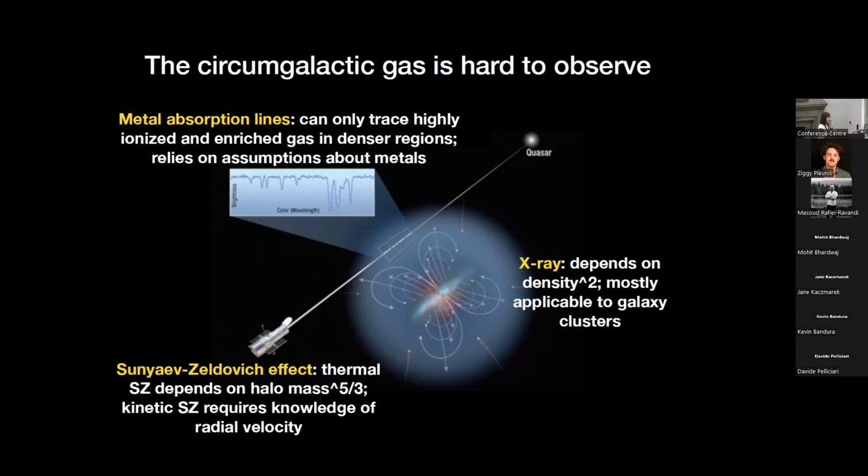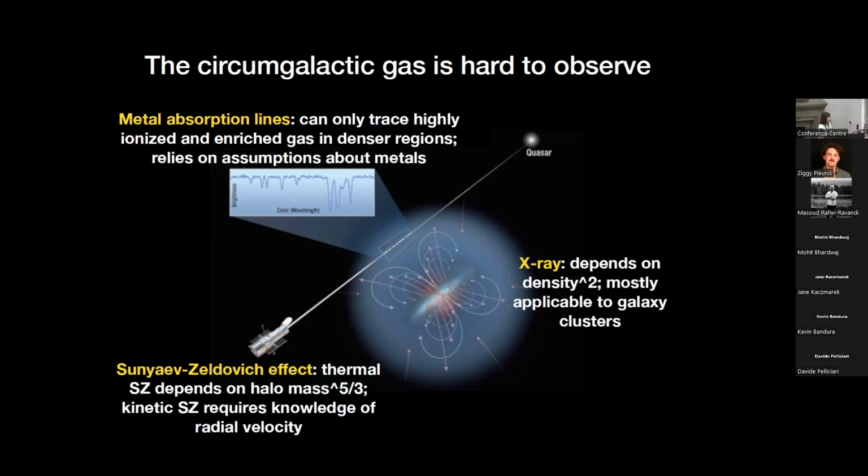Besides the metal absorption lines, there's also X-ray observation, which is able to probe the hot phase of the CGM. But the problem here is that the X-ray luminosity depends on density squared, so this method is almost only applicable to galaxy clusters. There are current efforts doing X-ray stacking on star-forming galaxies, but this is, as you can see, extremely hard.